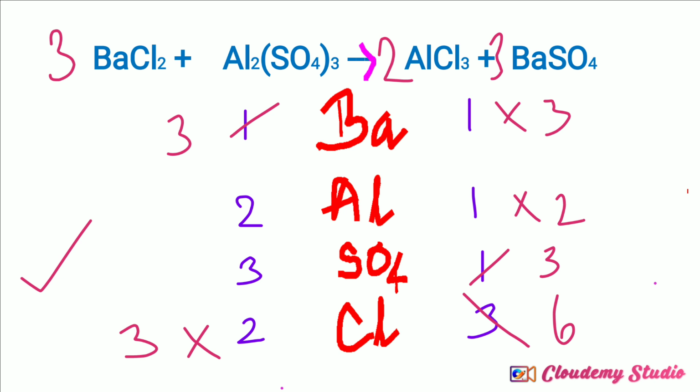The balanced chemical equation for this reaction is 3 moles of barium chloride plus 1 mole of aluminium sulphate gives 2 moles of aluminium chloride plus 3 moles of barium sulphate.